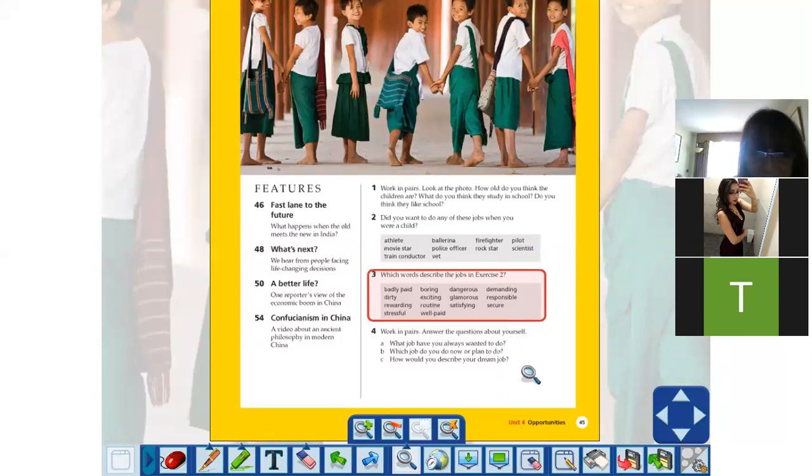Okay. In number 4, it says, answer this question. This is the introduction of the unit, babies, of unit 4. It says, what job have you always wanted to do? Say, I have always wanted to be a model. A model.